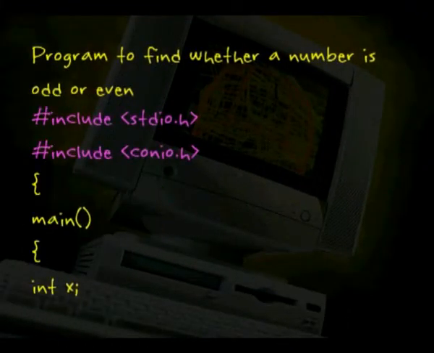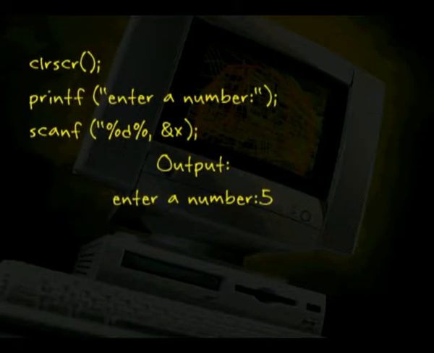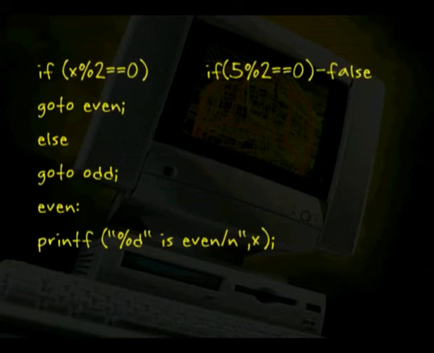Now, this is just a very simple program using Goto to check whether a number is odd or even. You have the header files, the starting, the declaration. Now, I want to enter a number and see whether it is odd or even. So, I enter a number, say 5. So, how is it going to check? It is going to divide it by 2 and see whether there is a remainder or not. So, here I am dividing the number by 2. You know that it will give a remainder.